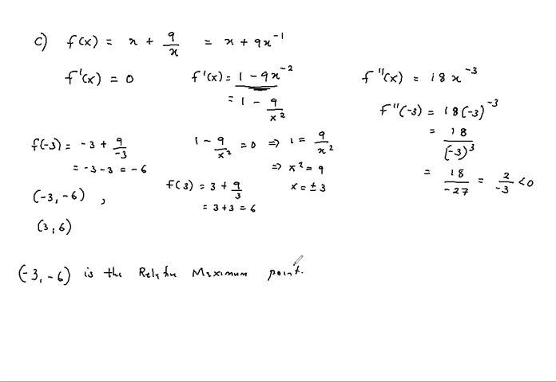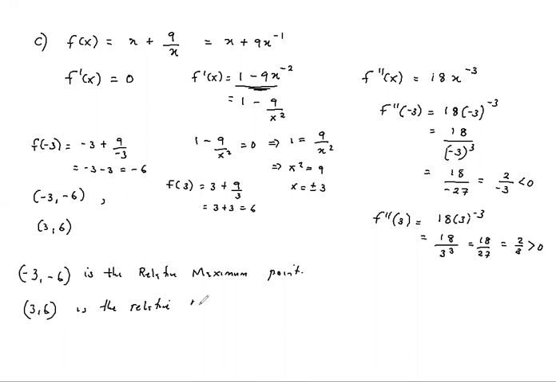In the same second derivative, you take 3, you get 18 times 3 to the power negative 3. This is 18 over 3 to the power 3, which is 18 over 27, which is 2 over 3, greater than 0, implying that (3, 6) is the relative minimum point. So you have obtained the points and you have stated their nature. And that's what we do.